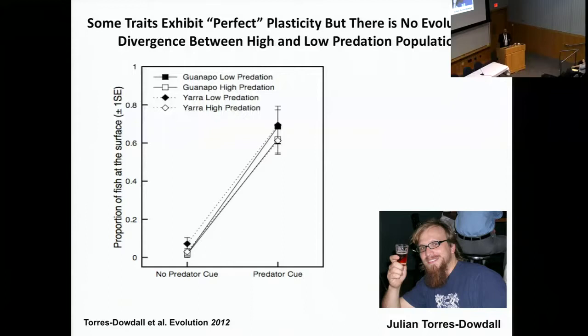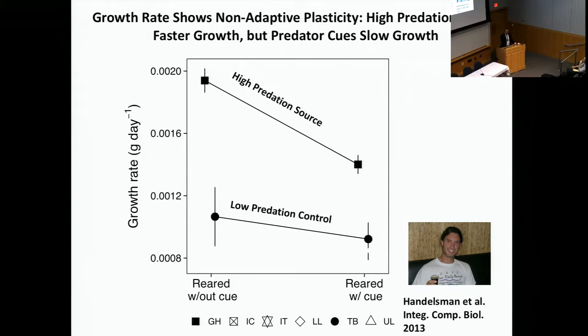So here's an example, perhaps, of a very perfect plastic response that may prevent evolutionary change because everybody does the exact same thing. And there's maybe no opportunity for directional selection to cause differences between high and low predation populations. So this would be adaptive plasticity. Alternatively, we've looked at growth rates. This is work done by another student, Corey Handelsman. If we look at the growth rate of high predation fish and low predation fish in the absence of the cue and in the presence of the cue, you see this type of pattern.